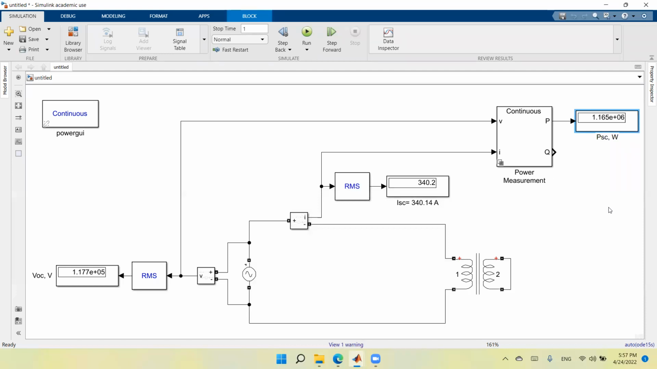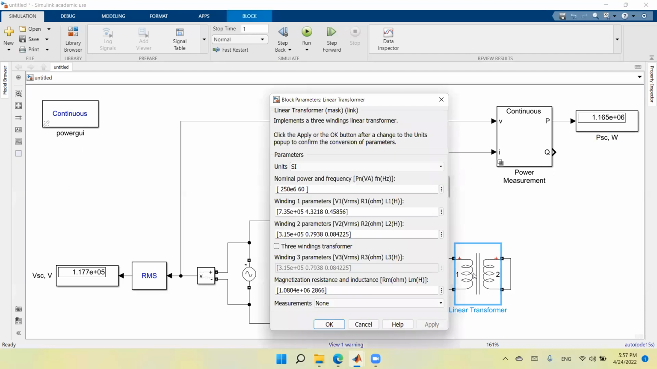So what I have now is the short circuit power, the short circuit voltage, and the short circuit current. As you see, the short circuit current should be the rated current. How do we find the rated current? You divide the rated power by the rated voltage of the side on which you are performing the experiment. We are performing the experiment on the primary side, so we divide by the primary voltage. Now we have this power, this current, and this voltage.